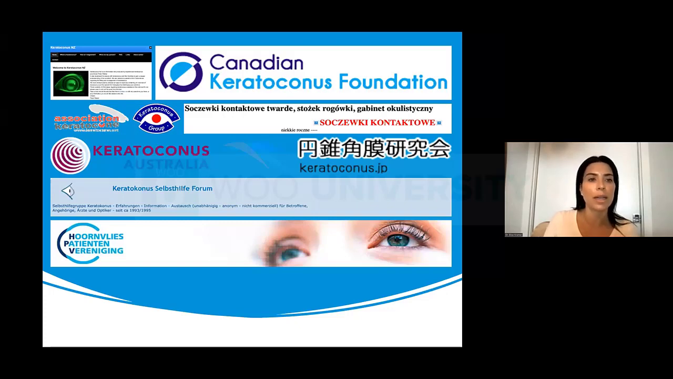So, for example, Association Keratoconus is for French, so they have all the information that, for example, the NKCF has, but in French. And likewise in Japanese. So for patients who require this type of information in languages besides English and Spanish, or who want to find practitioners in their local country, they can find them by going to these resources.